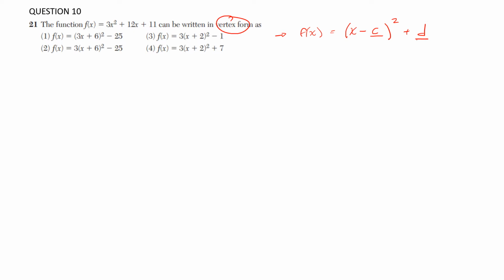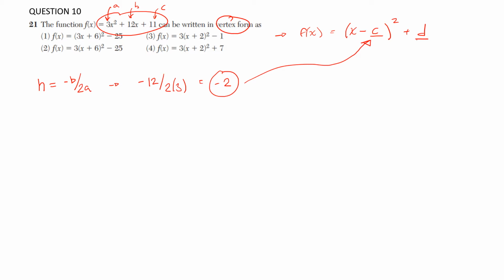So the way you find a vertex of a parabola, this here is a parabola, x squared, right? The way you find a vertex, we'll call it h, is -b over 2a. And just to be thorough, that's a, that's b, and that's c. Those are the coefficients. So if we solve this out, -12 over 2 times 3 is 6, is -2. That is the x coordinate of our vertex. So what's interesting is this will actually go into here, so we'll keep that in mind.